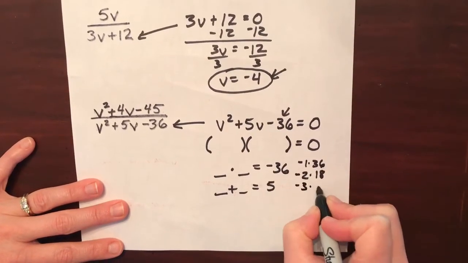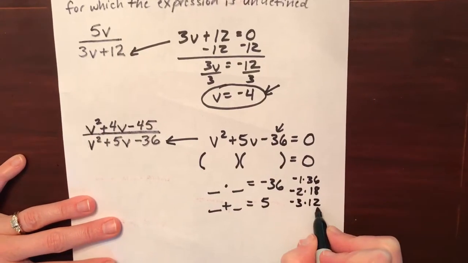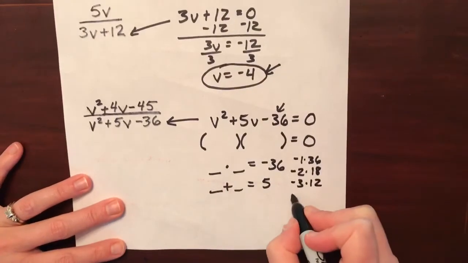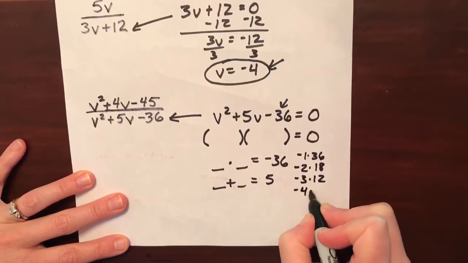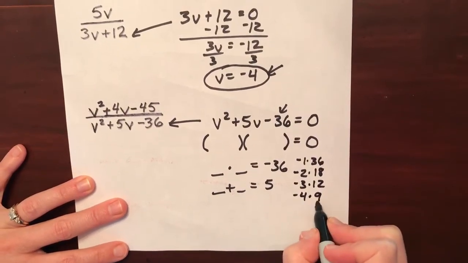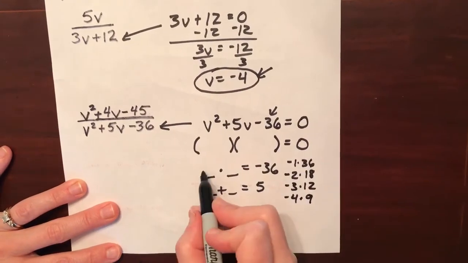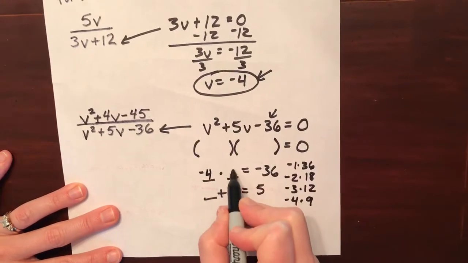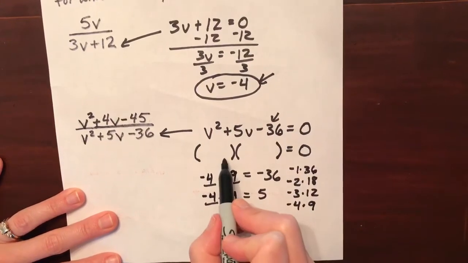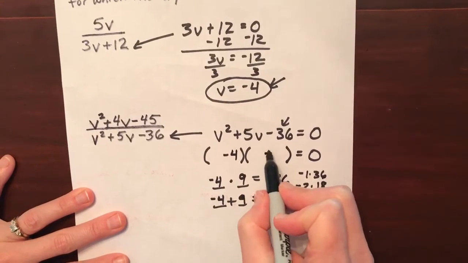How about 3? So negative 3 times 12. If I added negative 3 plus 12, I'd get 9. I'm getting closer, but I'm not there yet. How about negative 4 times 9? If I add negative 4 plus 9, that would be positive 5. So it looks like those are my two numbers, negative 4 and positive 9. So those are the two numbers that go in the second spot, negative 4 and positive 9.